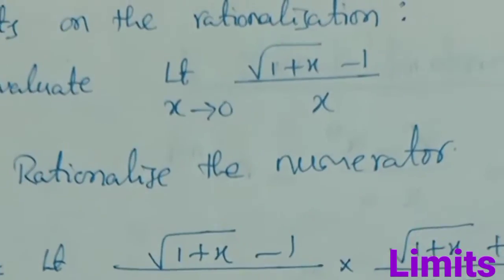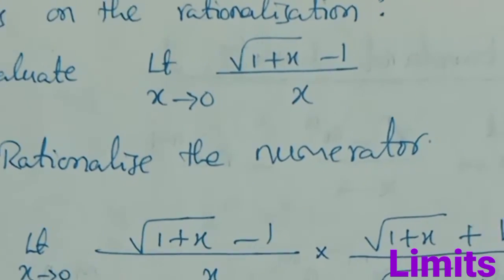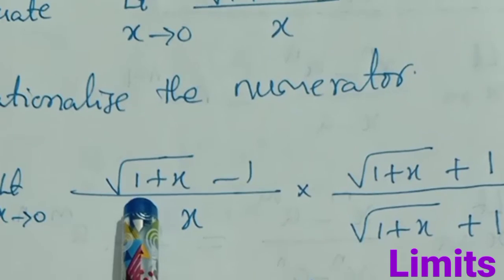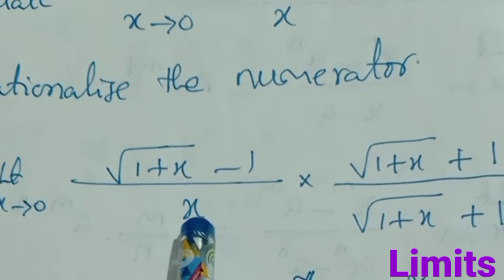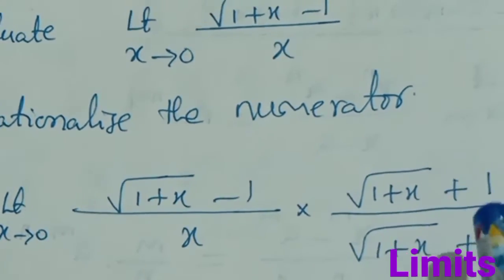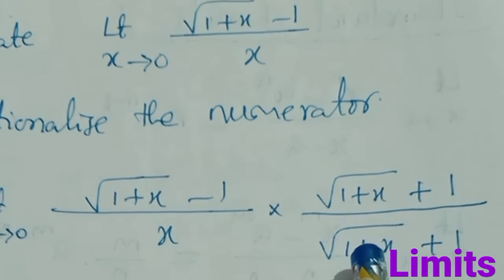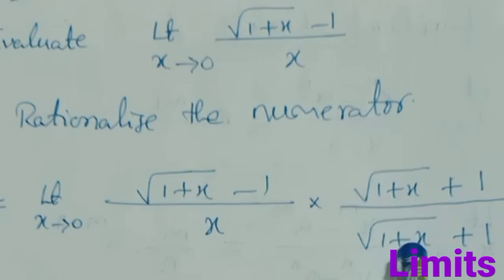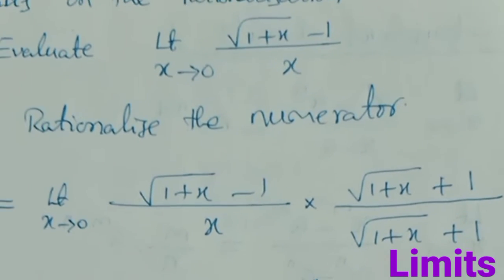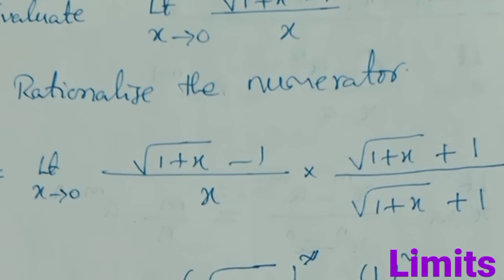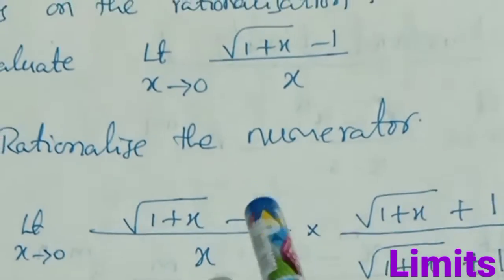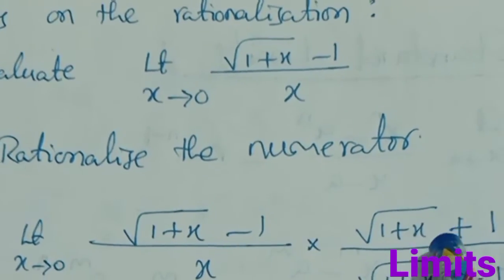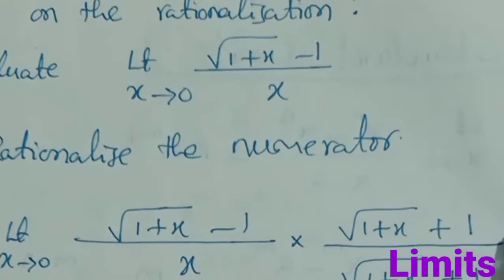Now rationalize the numerator, so that means here we write limit x tends to 0, square root of 1 plus x minus 1 by x. This conjugate value is square root of 1 plus x plus 1, multiplying and dividing. So next here we get limit x tends to 0. Why? Because numerator is rationalizing, that means multiplying and dividing with this conjugate value.